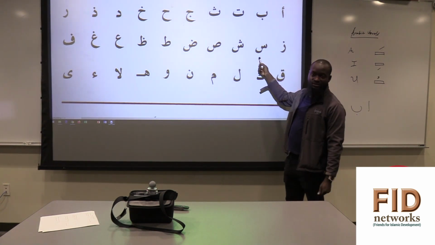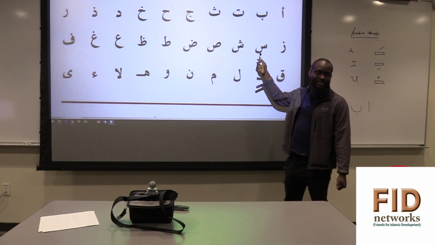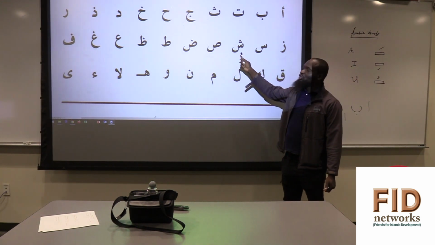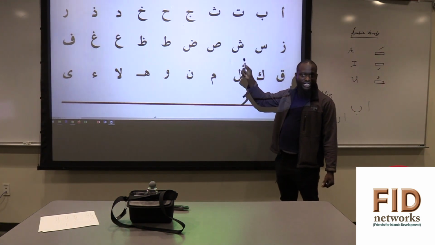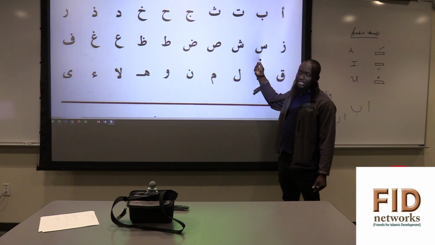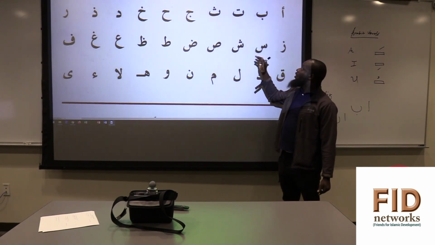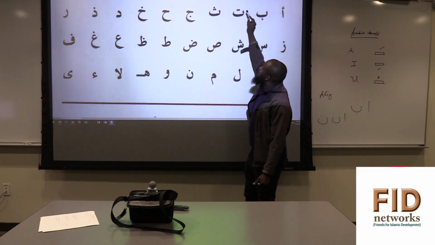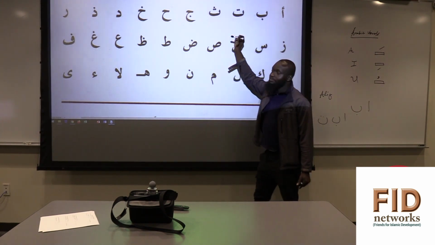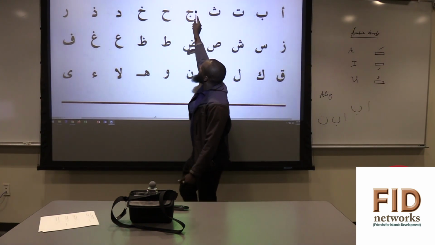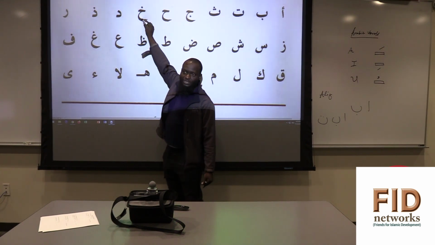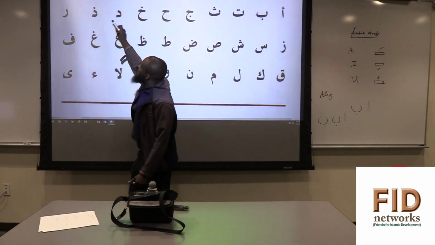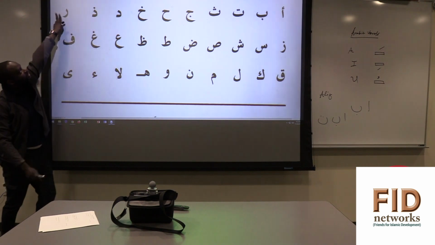Okay. Sin. These are our S. Shin, this SH sound. So we said look at the difference between the alphabets. Ba, ta, tha look alike with a dot, 2 dots on top, 3 dots on top. Jim, ha, kha look alike: 1 dot for Jim, no dot for ha, 1 dot on top for kha. Dal, dal look alike. Dal has no dot, dal has one.